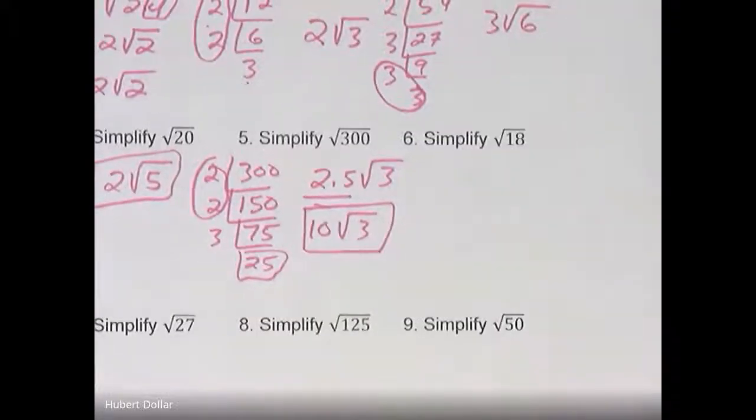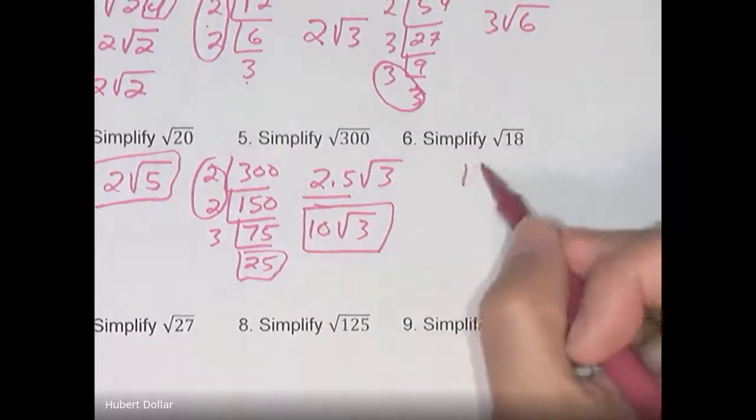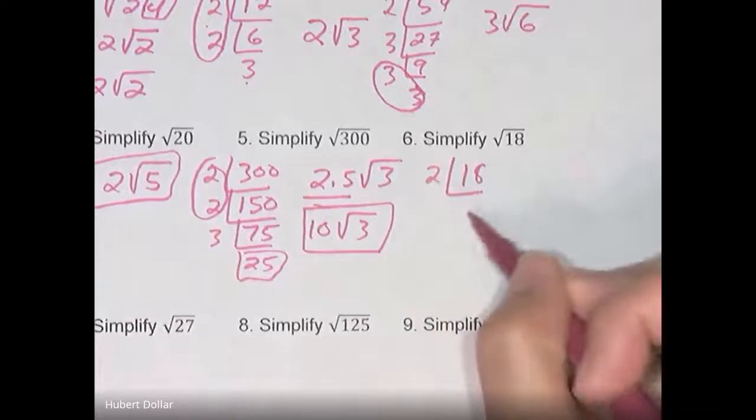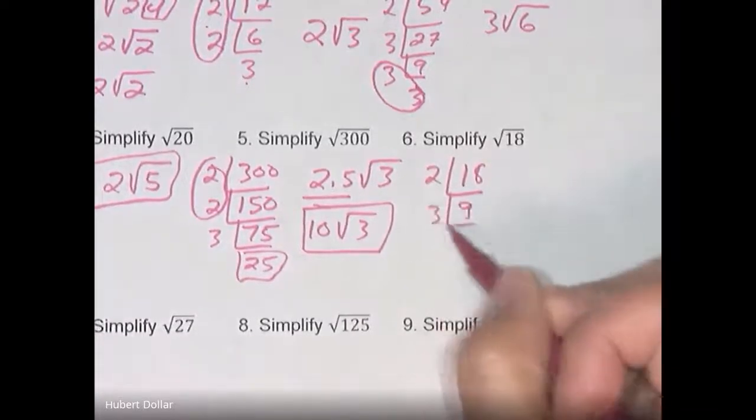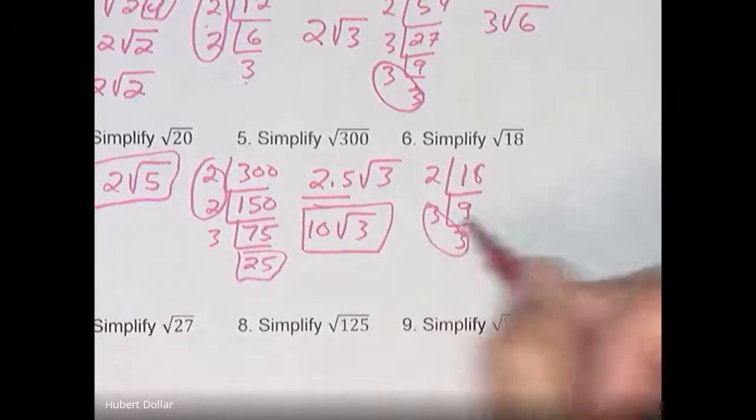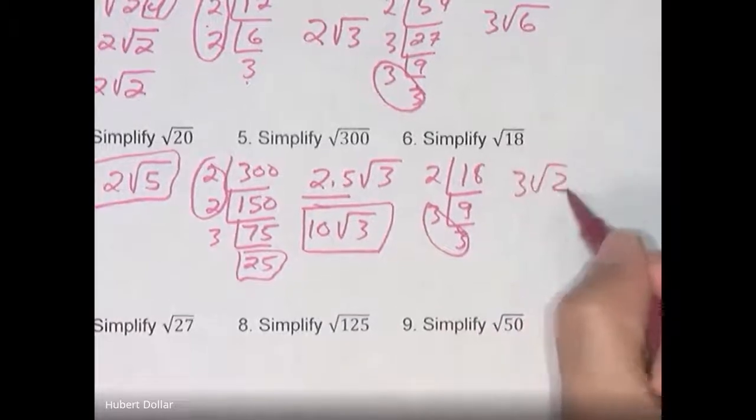Now, 18. 18 divided by 2 is 9. 3 times 3 is 9. We circle the 3's, 3 square roots of 2.